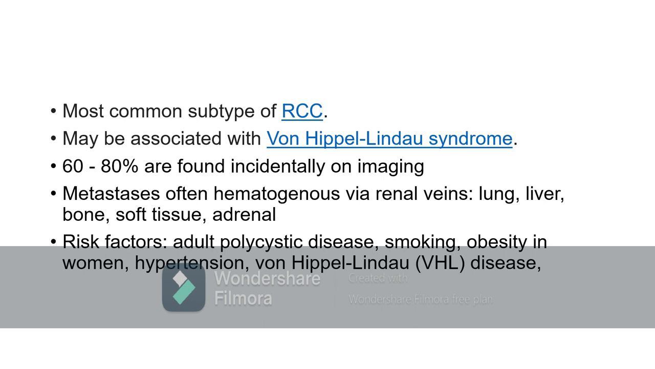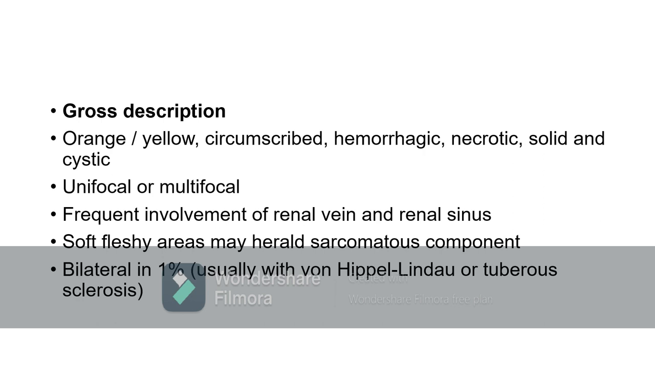So what are the risk factors? Adult polycystic disease, smoking, obesity in women, hypertension, von Hippel-Lindau disease. So how is the gross appearance? Importantly, the most important gross appearance is the variegated appearance and the gray yellow color. So what is variegated? Variegated means you can see a lot of colors, variation in the colors. So there will be yellow color, hemorrhagic, then tan color. All varieties of colors will be seen in the gross image.